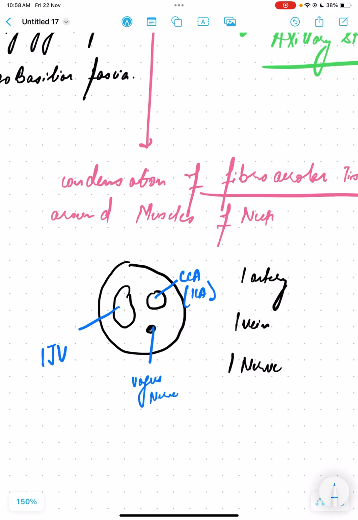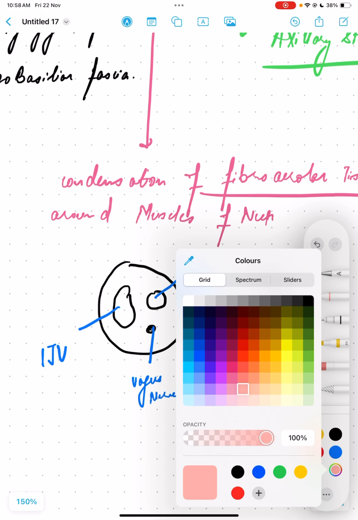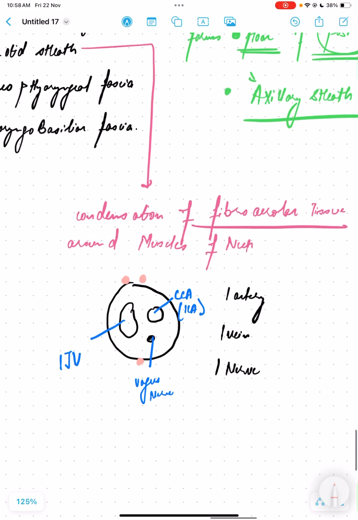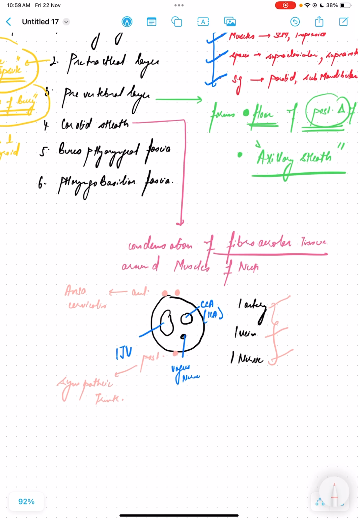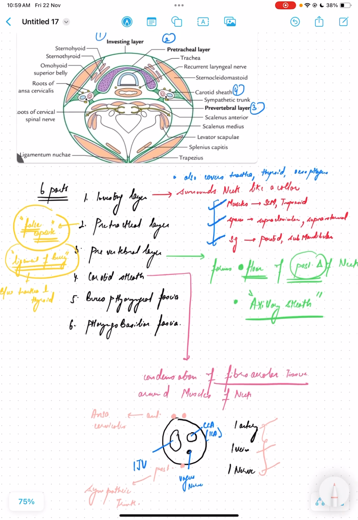Okay, so these things you have to remember. The contents of the carotid sheath are basically these three only. Nothing more: it consists of the common carotid artery, internal jugular vein and vagus nerve. This is the anterior part of it, this is the posterior part of it. The anterior part consists of the ansa cervicalis and the posterior part consists of the sympathetic trunk. This you can draw in a diagram, but you only have to remember it consists of three parts. These are the basic important things that you have to remember. Okay, these four are very important.